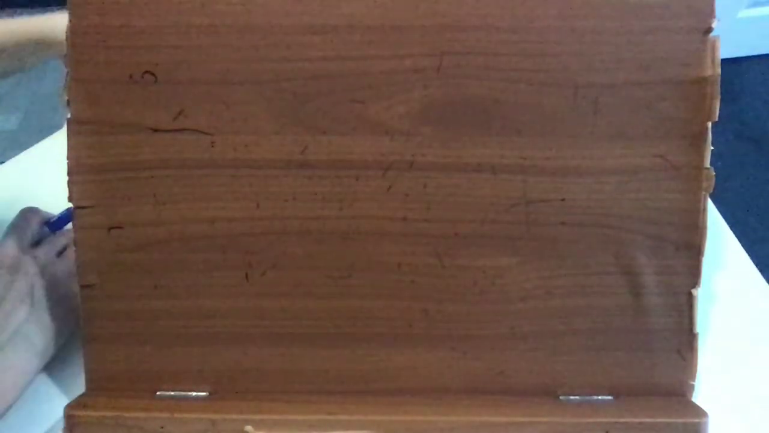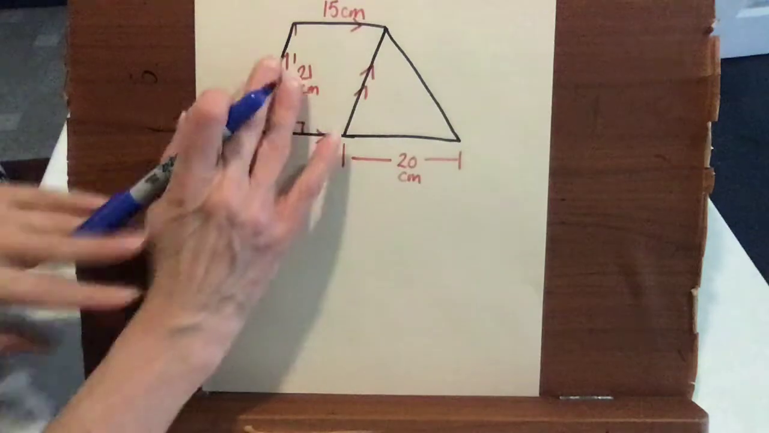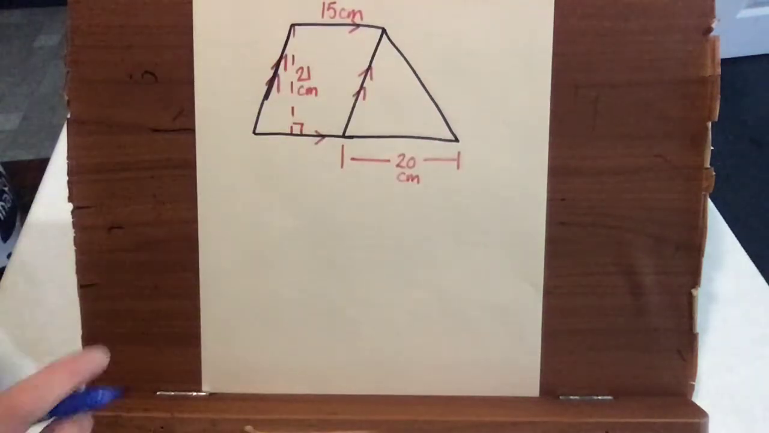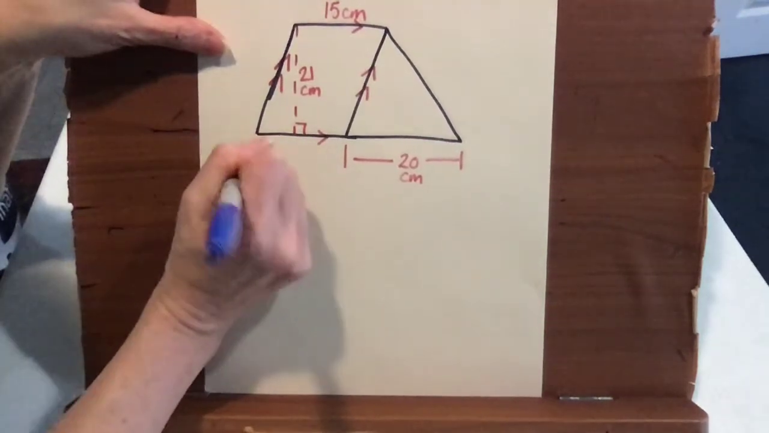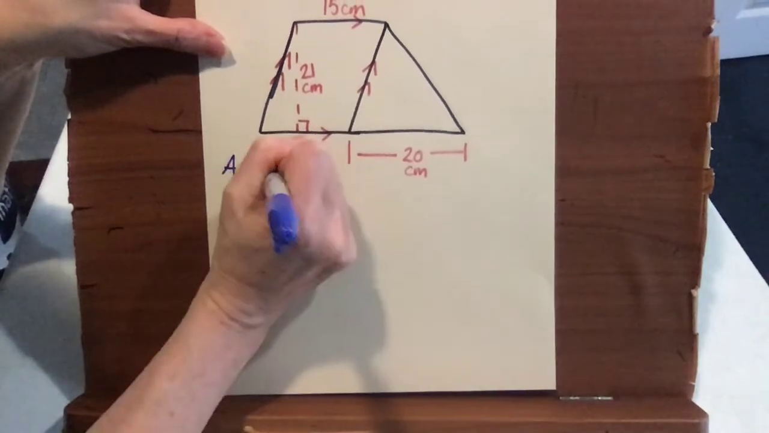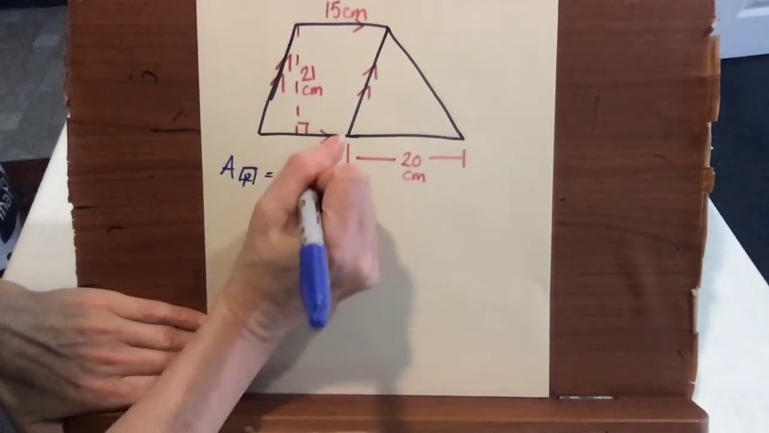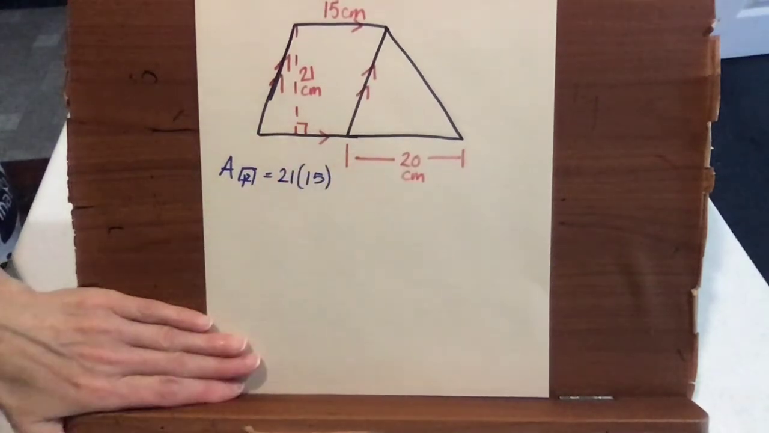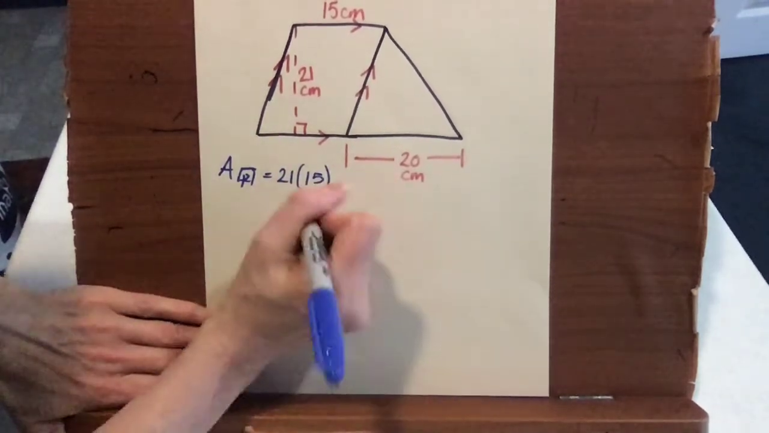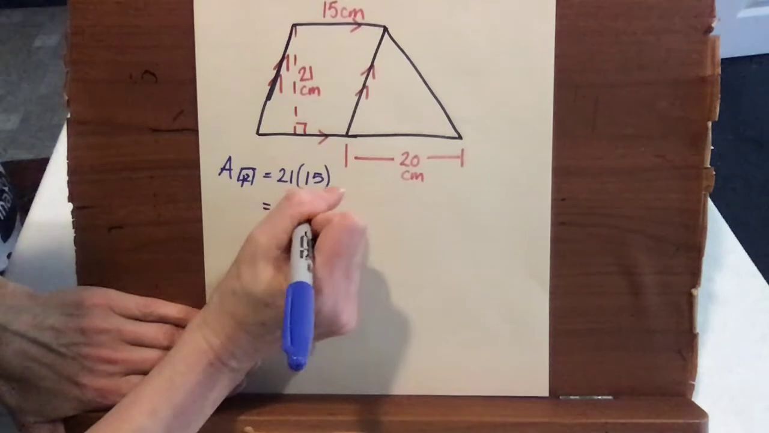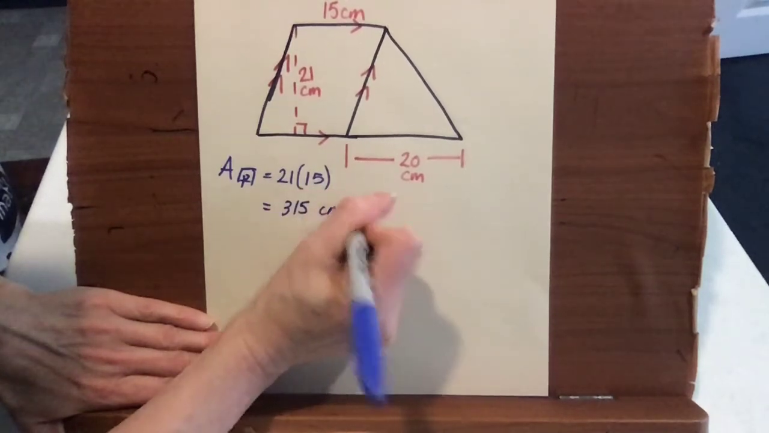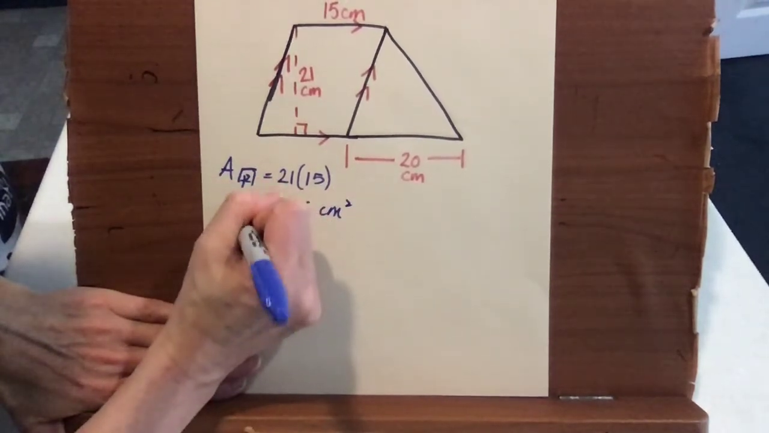All right, and lastly, let's do a combo of a parallelogram and a triangle. So first we're going to do the area of the parallelogram, and I'm going to label it, and that's my parallelogram symbol. It's going to be 21 times 15, and 21 times 15 is going to give us 315, and it's centimeters squared, so that's the area of our parallelogram.